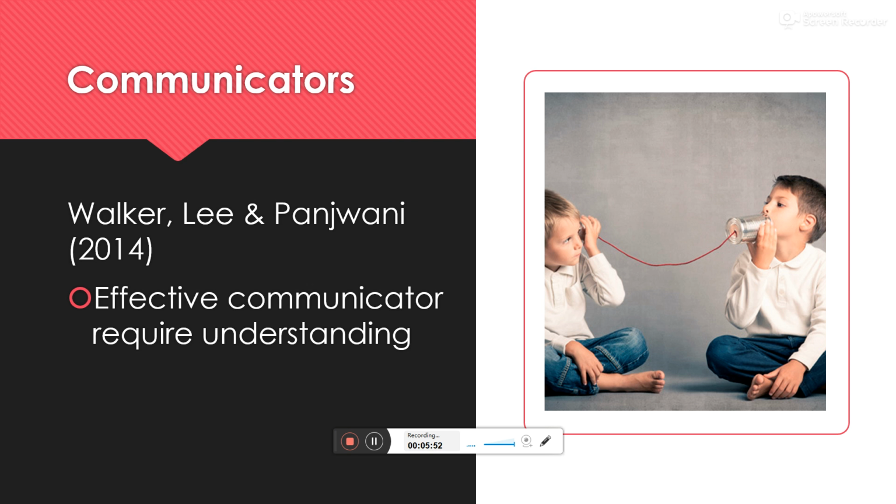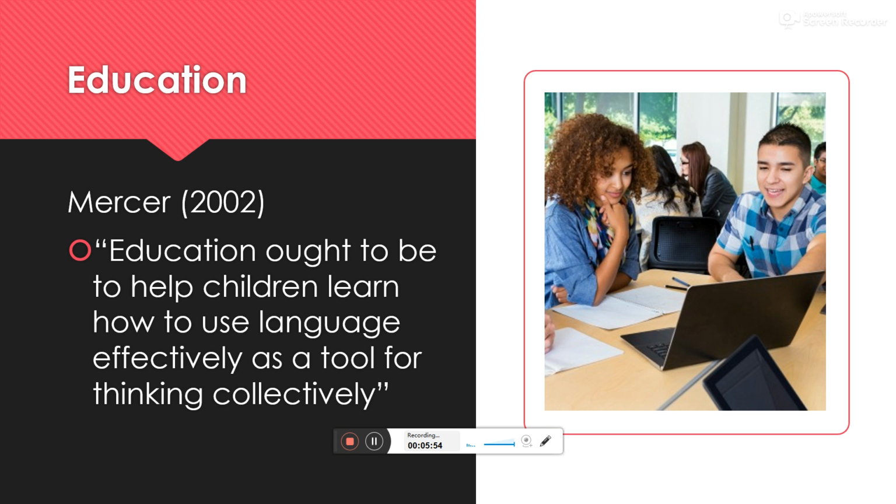In school, learners have the opportunity to interact with many teachers and students, which enables collaborative building and development of knowledge and skills. Teachers are encouraged to provide learners with interactive, cooperative learning experiences. Mercer sees the aim of education ought to be to help children learn how to use language efficiently as a tool of thinking collectively. Activities that encourage the testing of language abilities and stress collective thinking can significantly contribute to learners' intellectual abilities. The reflective and communicator attributes assist each other.